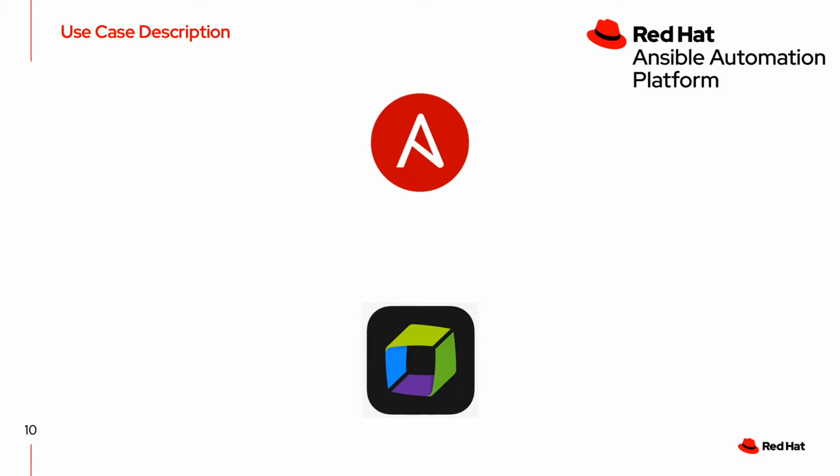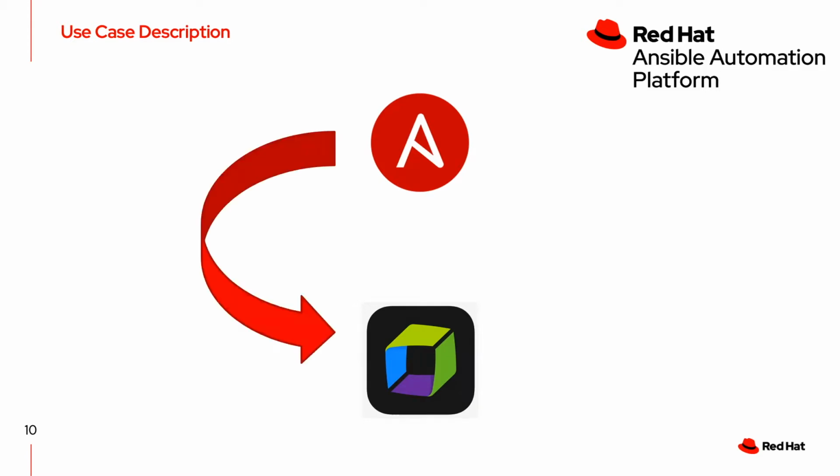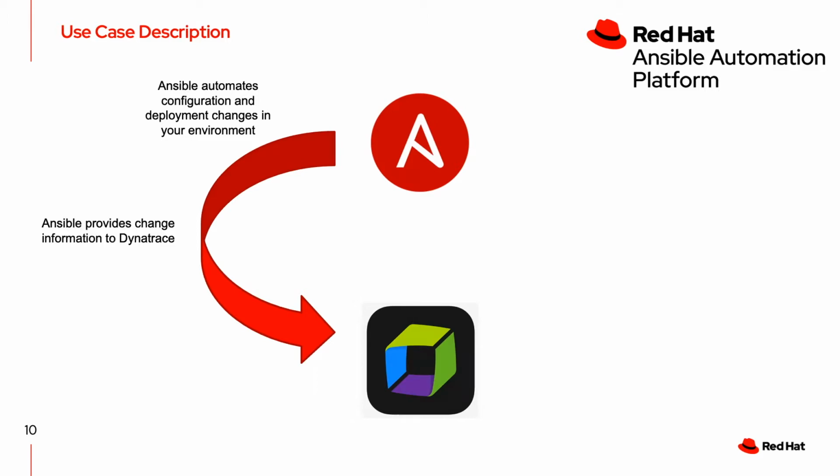So how does auto remediation with Ansible work? To start, your organization is already using Ansible to automate tasks such as configuration and deployment changes with playbooks and templates. The first step is to update the playbooks to include an additional task that sends context information about these changes to Dynatrace using an API call. Dynatrace is continuously monitoring the health of your environment and observing the impact of these changes.